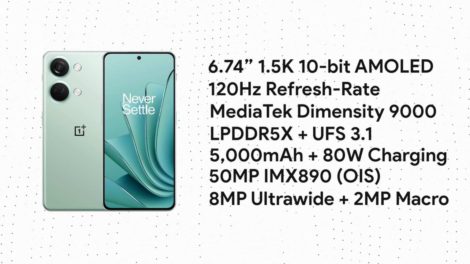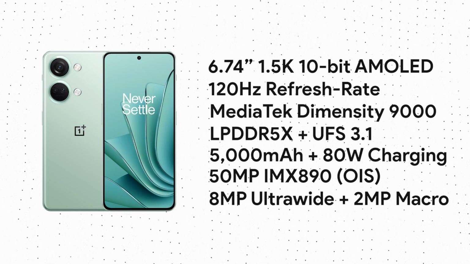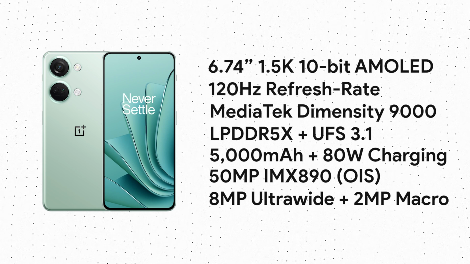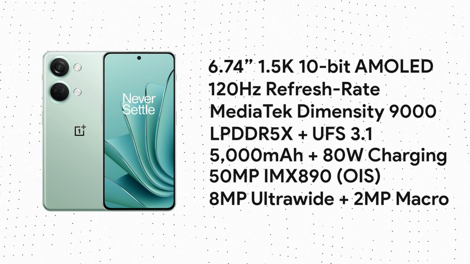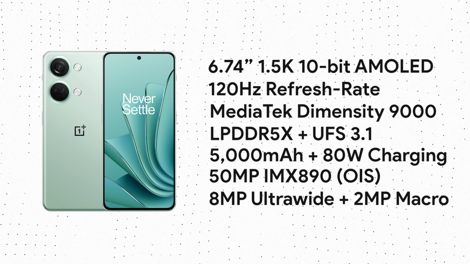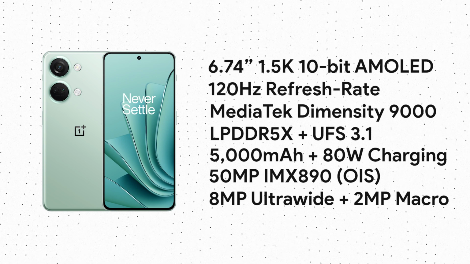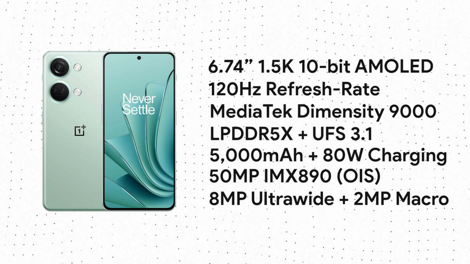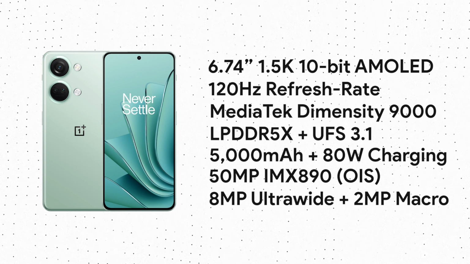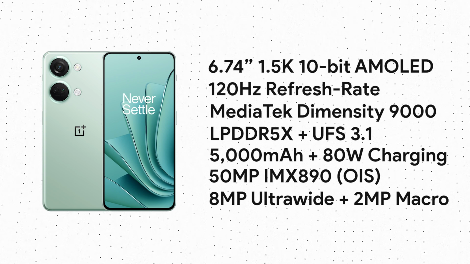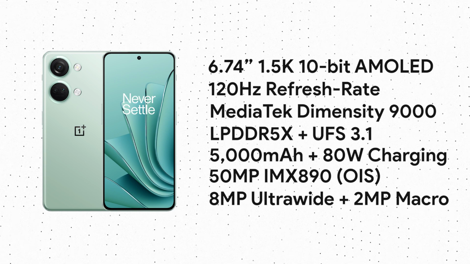And yes, this is the same camera sensor that is present on the high-end OnePlus 11 and 11R. So this is definitely a significant upgrade from the 64-megapixel sensor on the Ace 2V. The other cameras are the same, so there is an 8-megapixel ultra-wide camera and a 2-megapixel macro camera. And so these are the specifications of the OnePlus Nord 3.